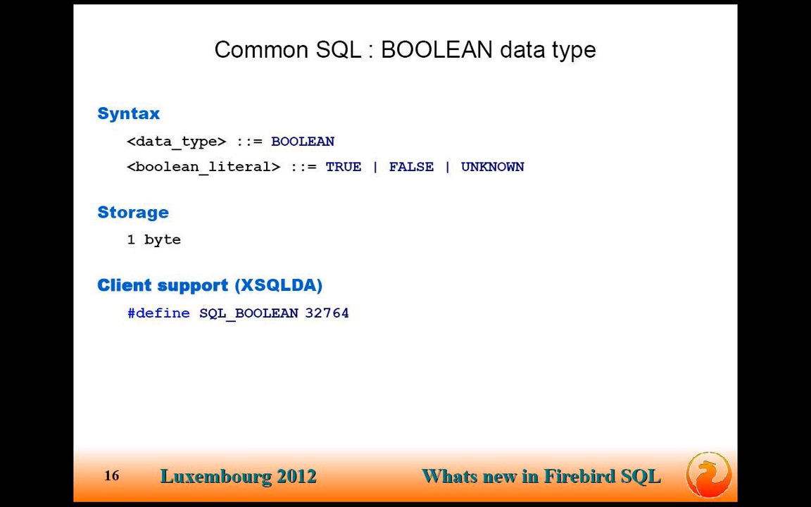It's very simple. Data type, we have a new word boolean, we have new literals. It's the same literals as the null literal. You can use it in expressions, in SQL statements: true, false, and unknown. The storage is just 1 byte, and for client side support we introduced a new SQL type for the XSQLDA structure. You see how to define it.